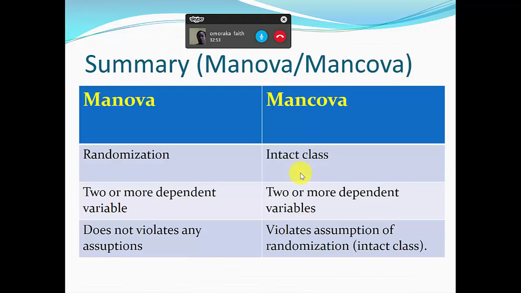Slide 23 gives us a summary of MANOVA and MANCOVA. You can see what I did there. In MANOVA, there is randomization, two or more dependent variables, and it does not violate any assumptions. I'm sorry, there's an error there. No problem. In MANCOVA, we use intact class, two or more dependent variables, and violate the assumption of randomization. That's why we use the intact class.